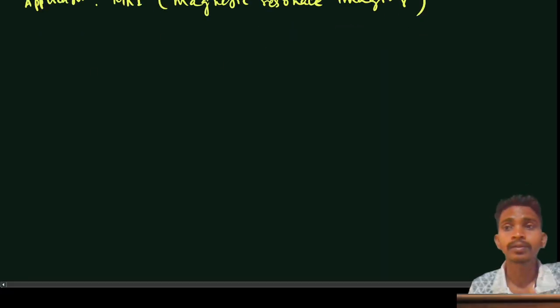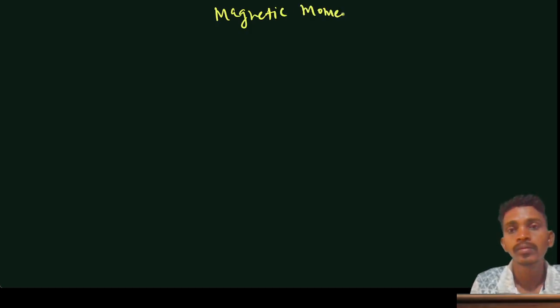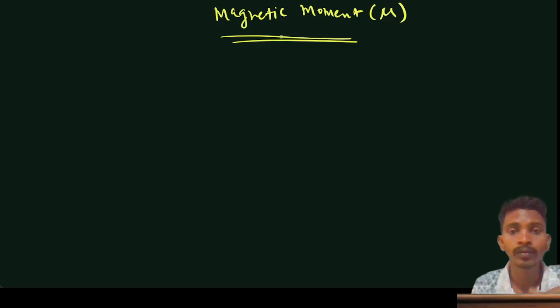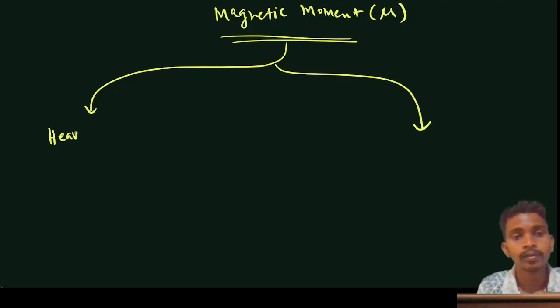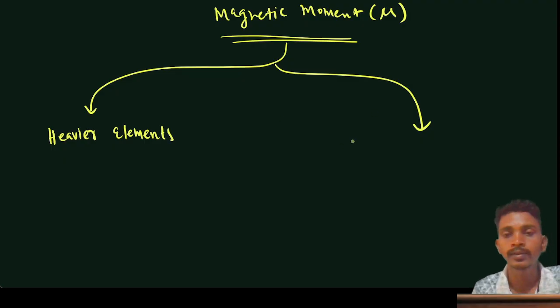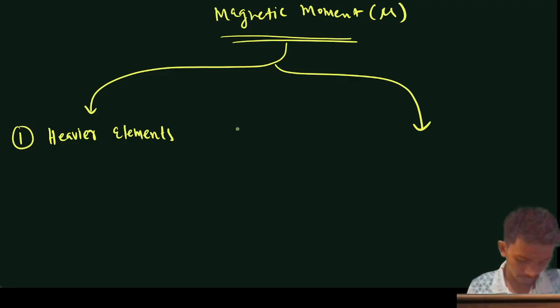Okay, so now we will discuss what actually comes in exams like CSIR NET or GATE, that is how to calculate the magnetic moment. This magnetic moment is represented by this. We will study it for two cases: one is for heavier elements, another is for lighter elements.